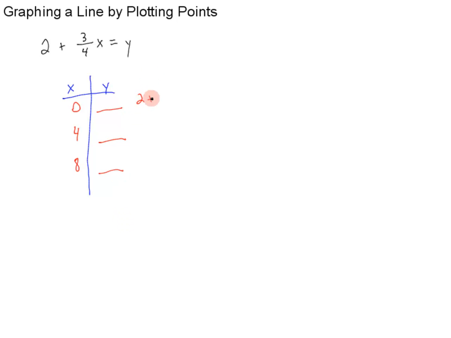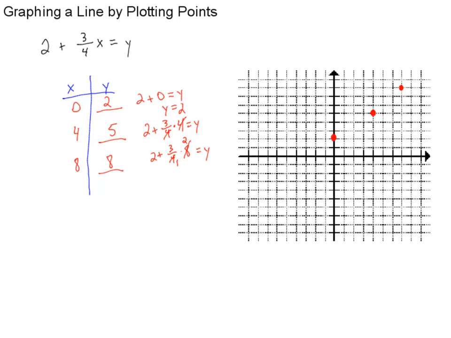So we get 2 plus 3/4 times 0 equals y, so y equals 2. 2 plus 3/4 times 4 equals y. Well, 4 and 4 cancel. 2 plus 3 is 5. So we get 5 up here, 2 here. 2 plus 3/4 times 8 equals y. The 8 and the 4 cancel, leaving 2 and 1. So 2 plus 3 times 2 is 2 plus 6, which is 8. Let's graph those points. Those points seem to form a straight line. Connect them. Put the arrows on the end, and now we have our infinite ordered pairs.